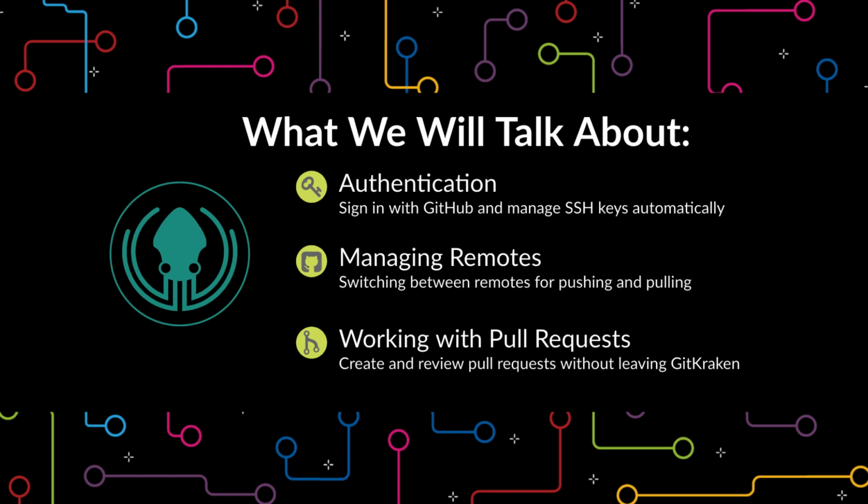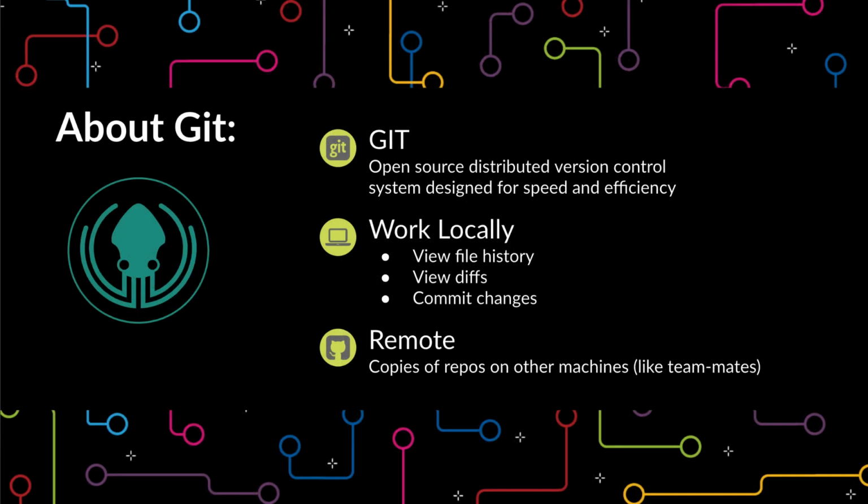And once we have a good idea of what remotes are and how they're related to our GitHub projects, we'll get into creating a pull request. How do I get the changes that I just made on my machine up on GitHub so other people can see what I'm doing, or so that someone else can review the changes I've made and possibly merge them into the main project? So first, a quick brush up on Git.